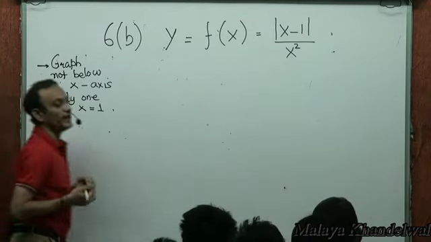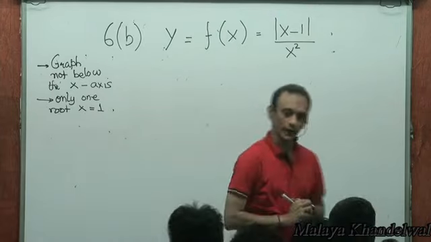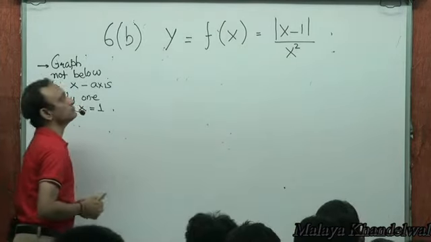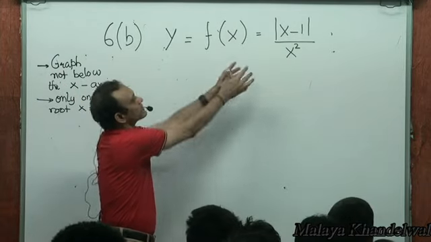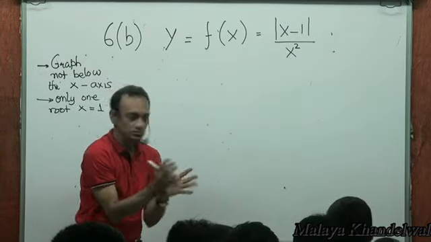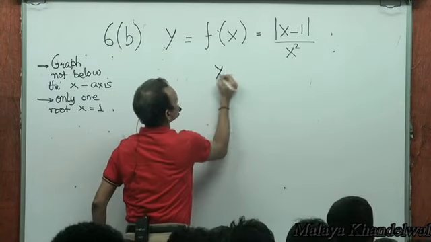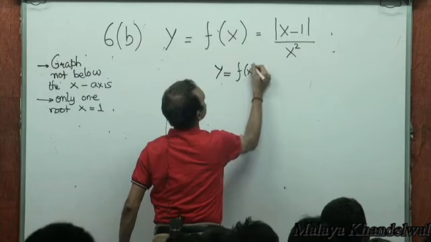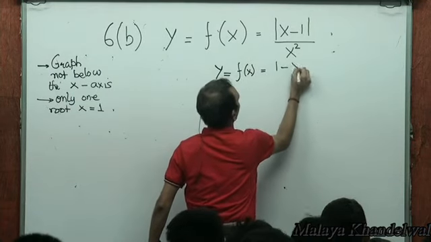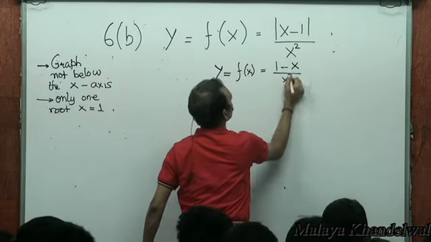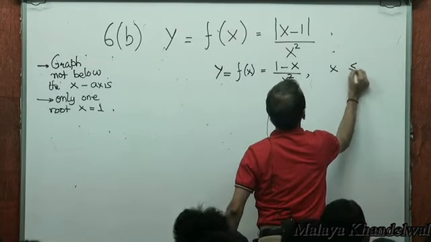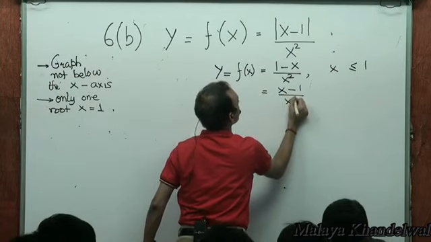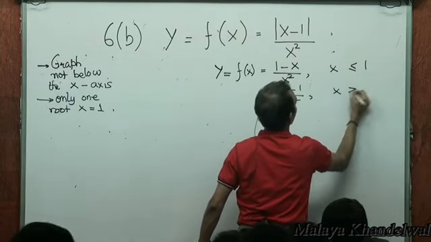Y will become 0 only at x equal to 1. Right? Now, let me break this function into two simpler functions. Right? Y is going to be f(x), which is (1 minus x) by x squared for x less than or equal to 1, and is going to be (x minus 1) by x squared for x greater than 1.